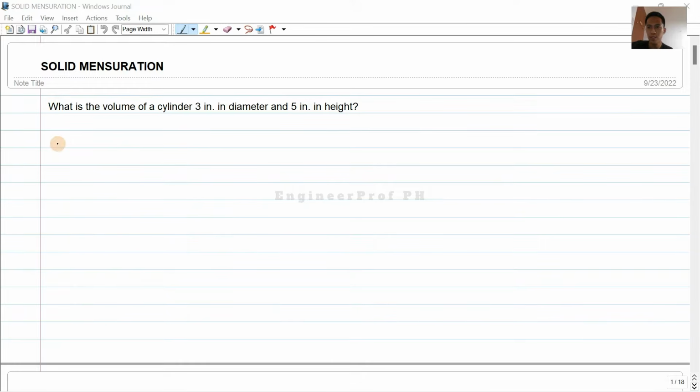So, let's solve our first problem. So, in this first problem, guys, what is the volume of a cylinder 3 inches in diameter and 5 inches in height? So, yung general formula natin, guys, for volume is that volume is just equal to the area of the base times the height. So, if you have a cylinder, ang kailangan lang natin gawin is that we multiply the area of the base of a cylinder and multiply it to the height. That's time makuha natin yung volume.